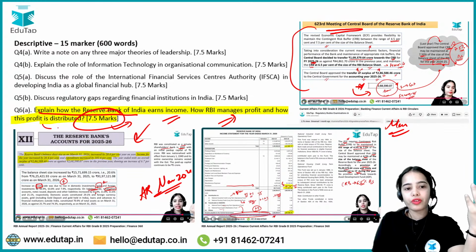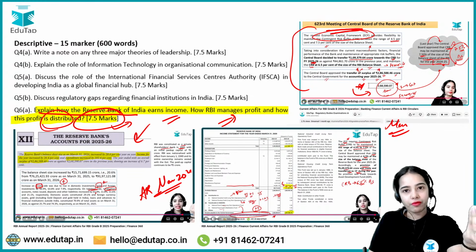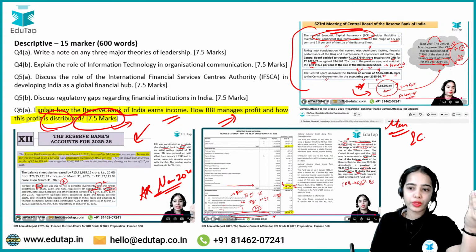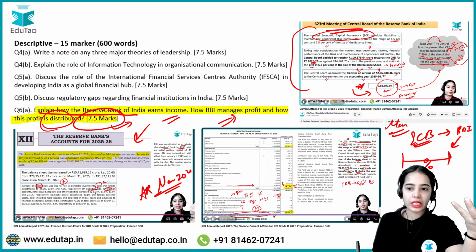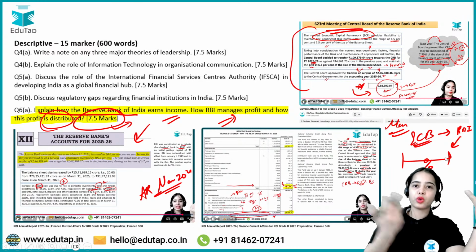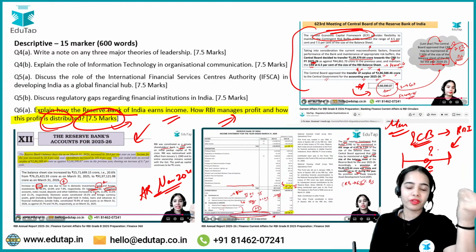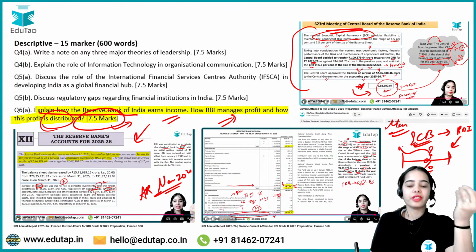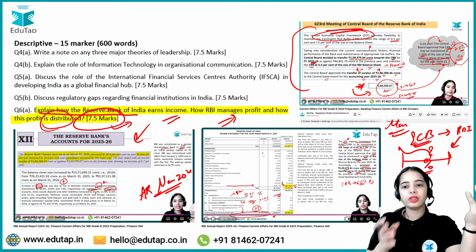How much profit is distributed to the government depends upon the economic capital framework. Again, according to the economic capital framework, the RBI has to maintain the contingent risk buffer. And what is the percentage of the contingent risk buffer that the RBI is maintaining? 7.5% or 6.5% or 5%? And after that, the dividend is passed on to the government.